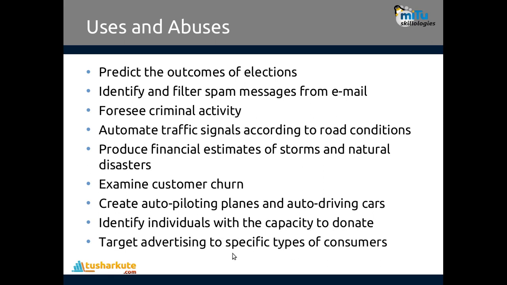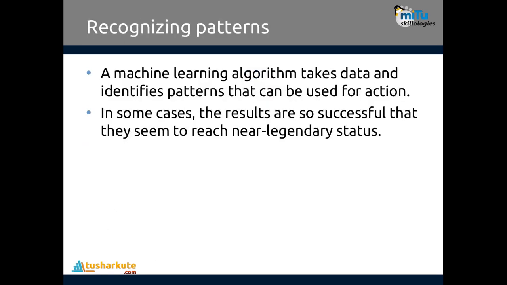So all these predictions or identification patterns are done with the help of machine learning algorithms and techniques. What do we require in that? The first thing is pattern recognition. A machine learning algorithm takes the data and identifies the pattern that can be used for action. This pattern recognition is most important. In some cases, the results are so useful that they seem to reach near legendary status. This is the achievement we are getting from machine learning techniques.